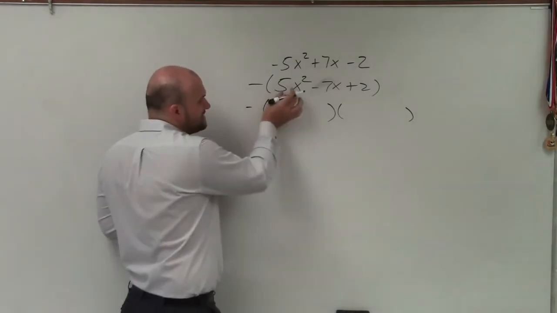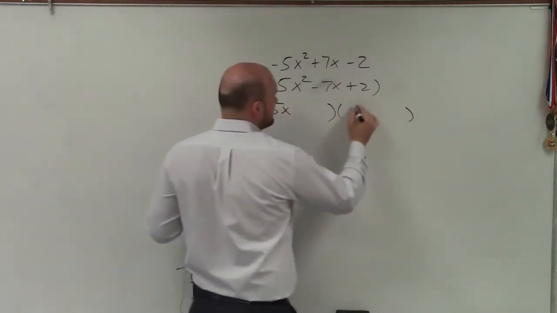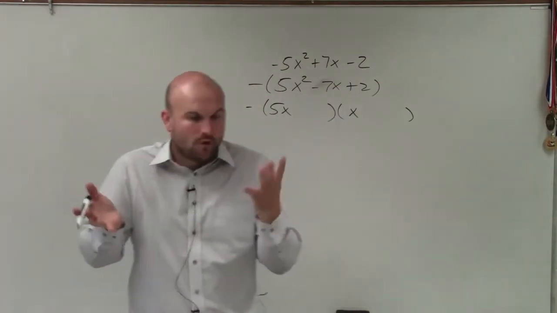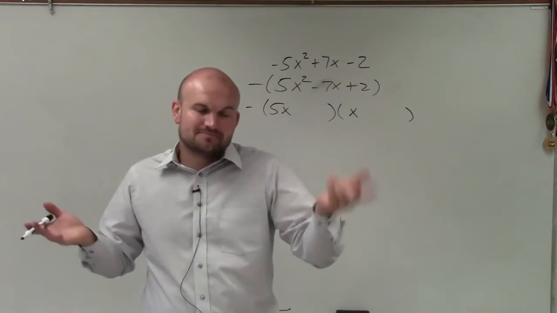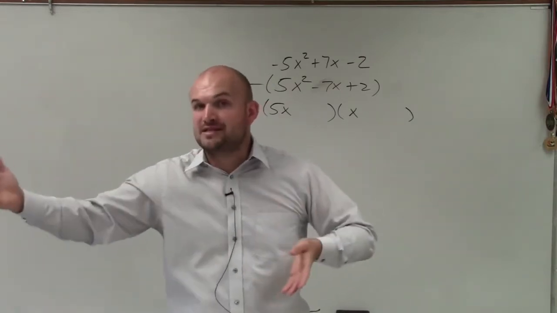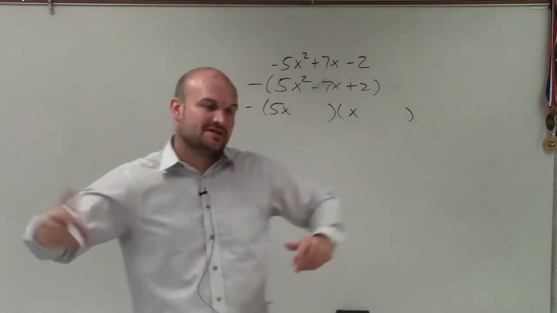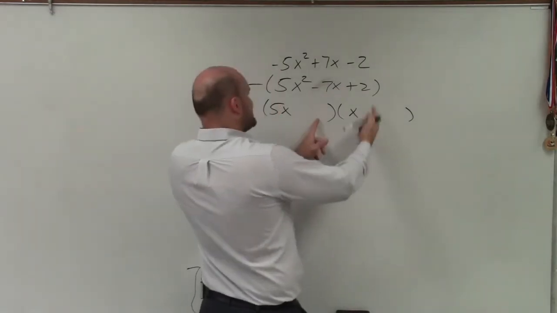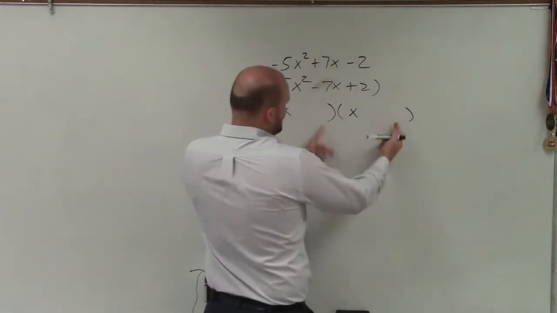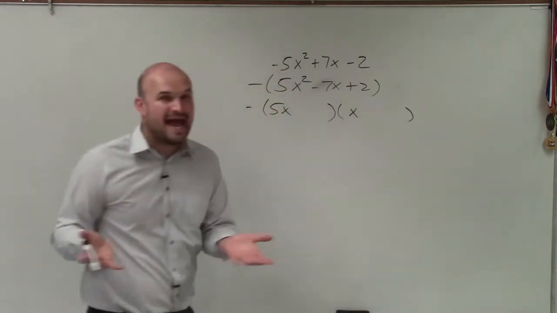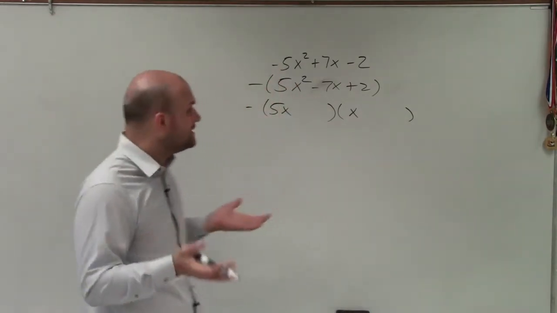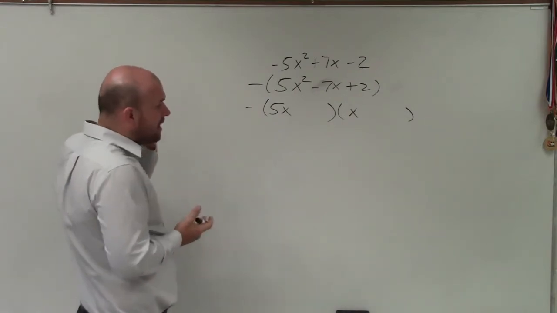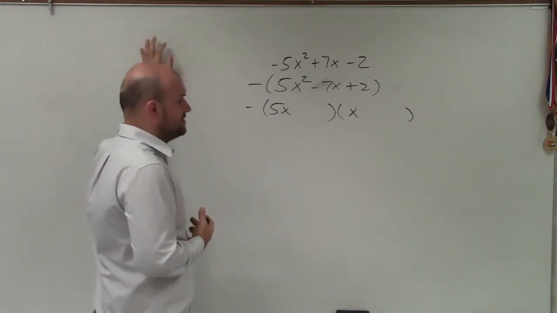And I know that to get 5x squared, I have to have 5x times x, right? And to get positive 2, I only have 2 different ways. I could do positive 2 times positive 1, or negative 1 times negative 2. And the position of those, it could be positive 1, positive 2, or positive 2, positive 1. It could be negative 1, negative 2, or negative 2, negative 1. So I only really have 4 different cases that I can use to determine where the correct placement is going to be.